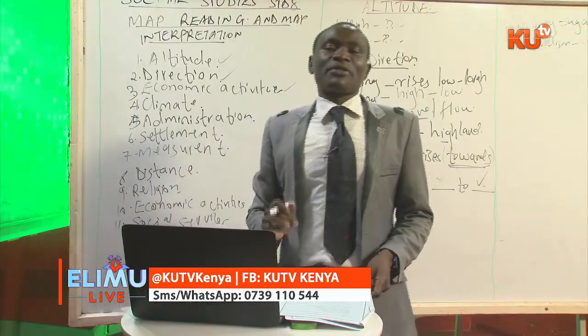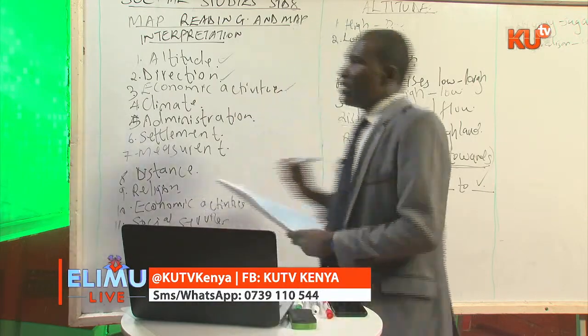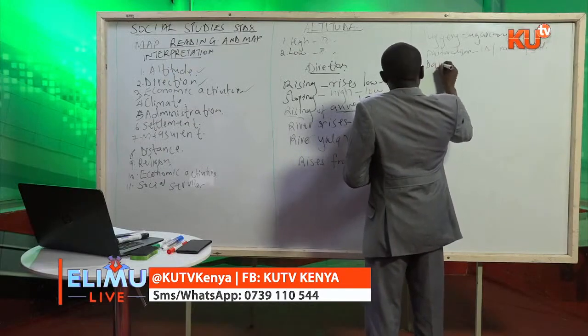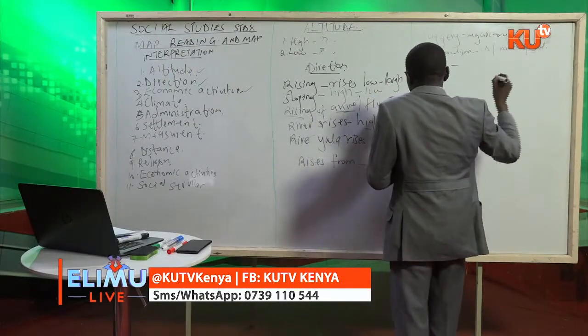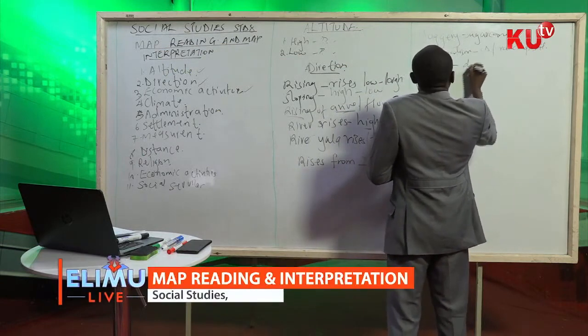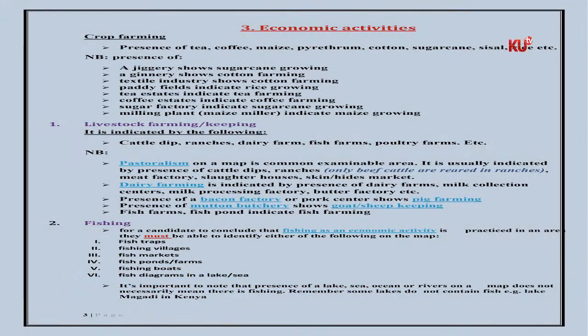What about dairy farms? Indicators of dairy farms on a map. You will see dairy farms, you will see dairy farming. Milk production or milk collection centers and milk processing centers. You will also see butter factory. If you see butter factory, that is an indicator of dairy farming.